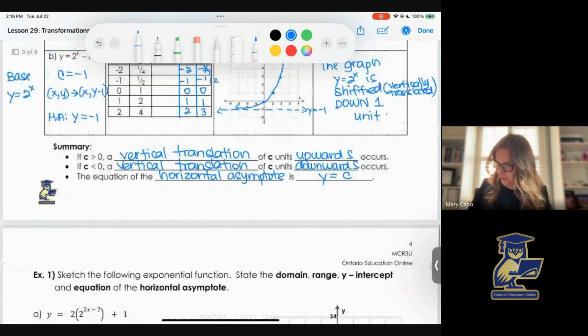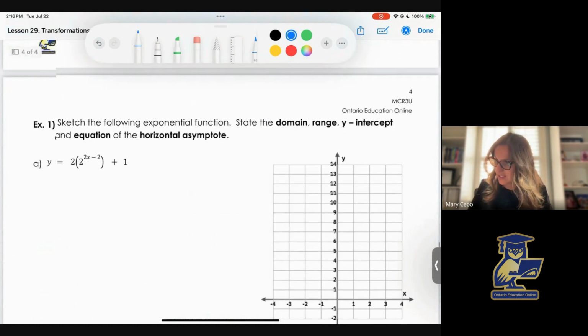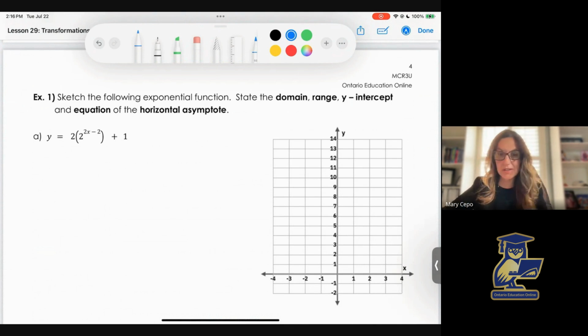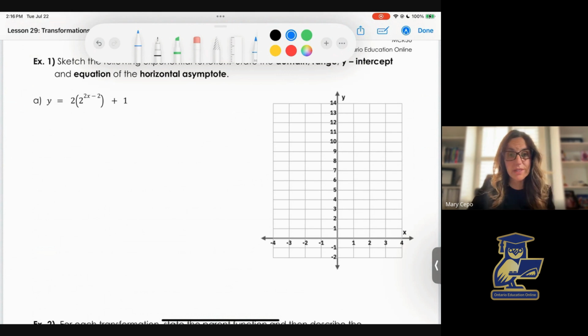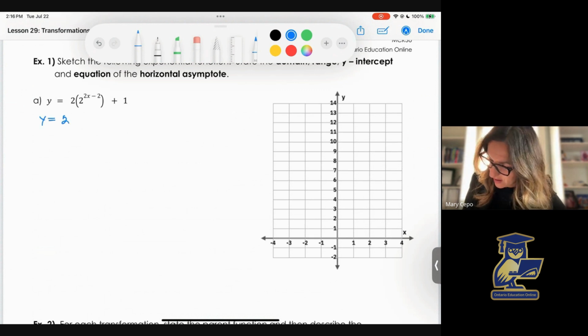Okay, so now bringing that all together, we're going to sketch the following exponential function. We're going to state the domain and range, the y-intercept and the equation of the horizontal asymptote. So again, as with earlier, we always have to fully factor out the k value. Otherwise, our transformations and our values of a, k, d, and c will not all be correct. So let's start with that. We know y is equal to 2 to the power of 2x minus 1, and I'm going to put square brackets around here, plus 1.